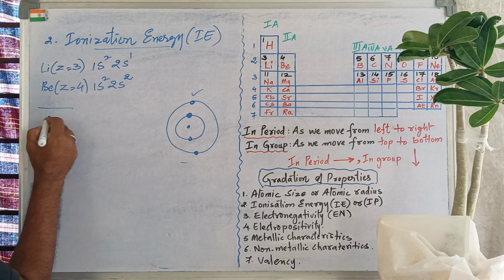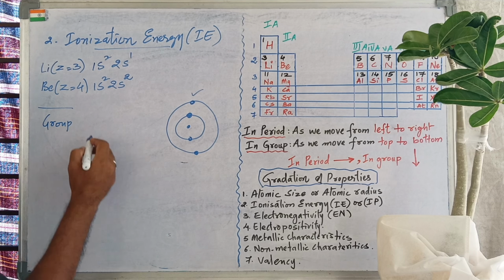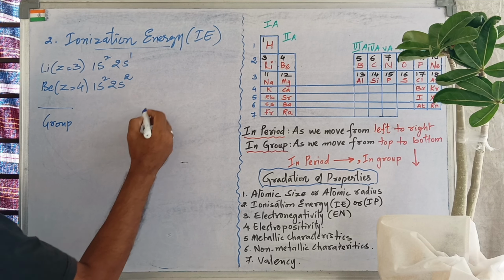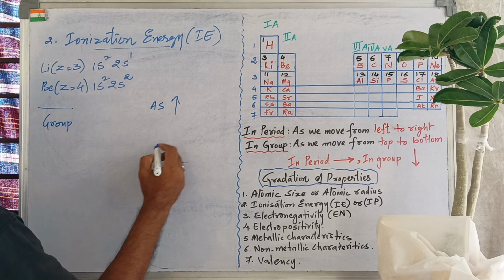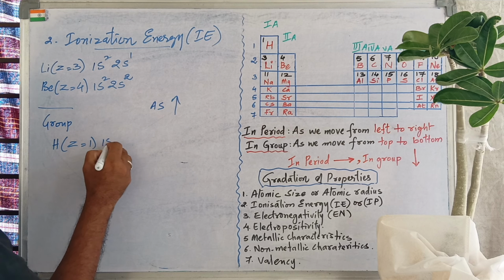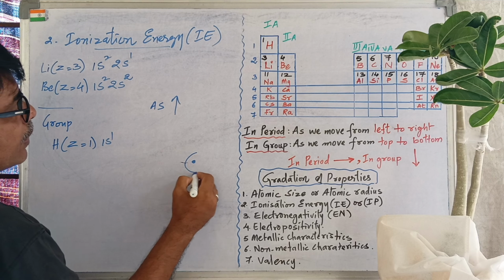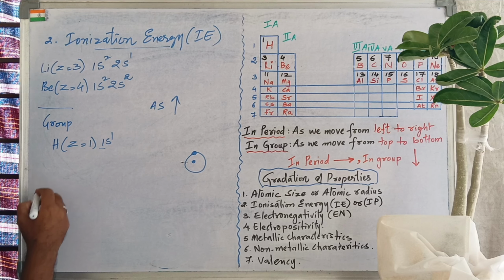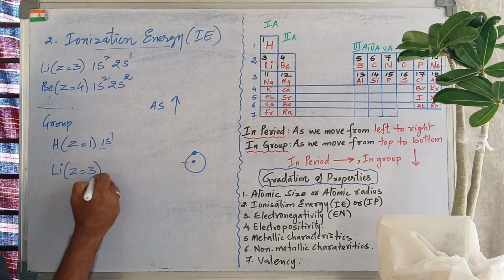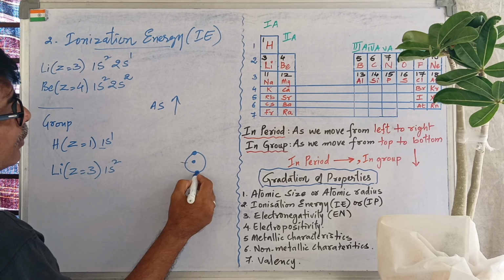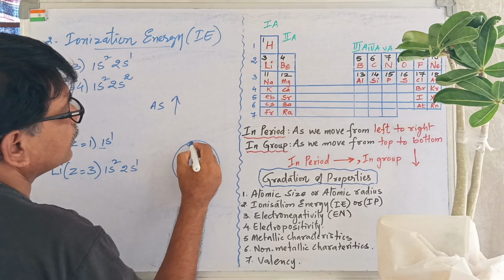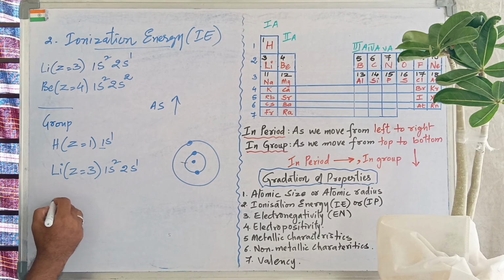Now we'll speak about group. In group, as we move from top to bottom, atomic size increases. So see, it's like this. First one is hydrogen, whose atomic number is 1. So it's 1s1. Let me represent, this is 1s1, first shell, K shell, 1. Now next one down, lithium. I am moving in group, okay? Lithium, atomic number is 3. So 1s2. I need to fill one more electron. Then it is 2s1. So I should take an extra shell. It's here. Lithium. Then comes sodium.